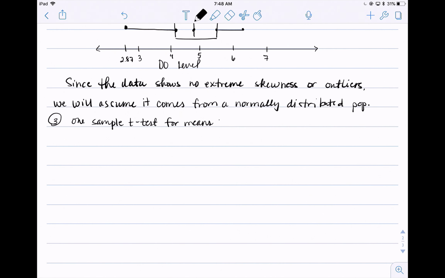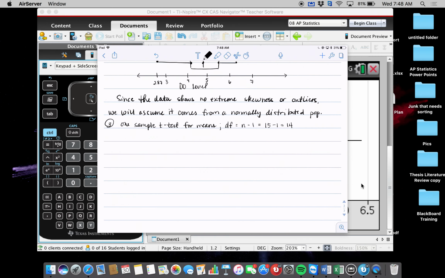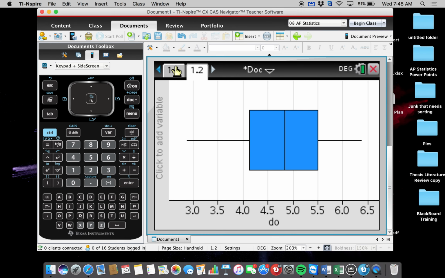And of course, we have to state the degrees of freedom. The degrees of freedom is your sample size minus 1. In this case, our sample size is 15, so 15 minus 1 is 14. And in fact, on the calculator, it should give us the degrees of freedom, in case you forget to write that down. All right, so going back to our calculator, we go ahead and show our work.